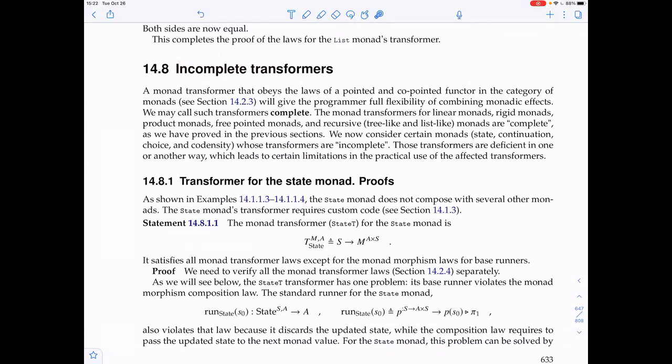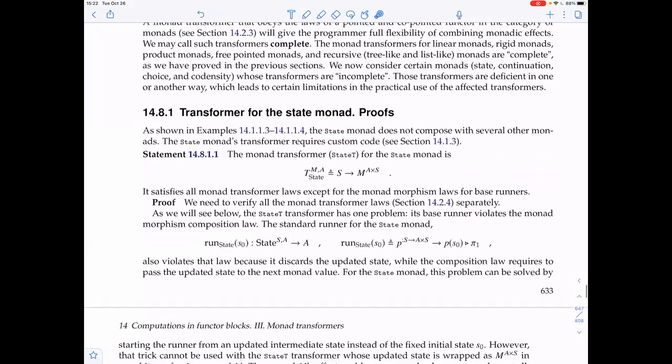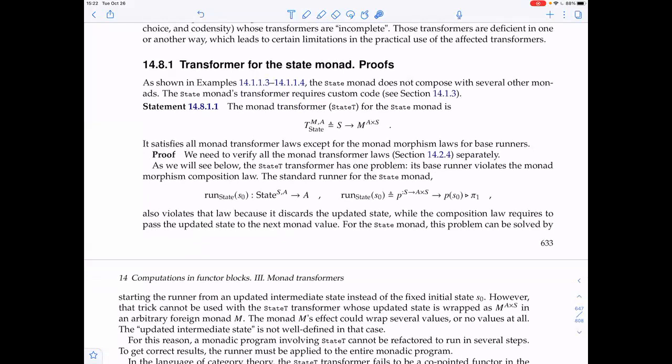such as state and continuation, do not have all the features. They do not have certain runners, and they cannot be used freely as the other monads. So something is weird about these monads. They satisfy the monad laws, but their transformers do not have all the necessary machinery. And the implications for programmers are quite concrete. It's not just some academic laws that are missing.